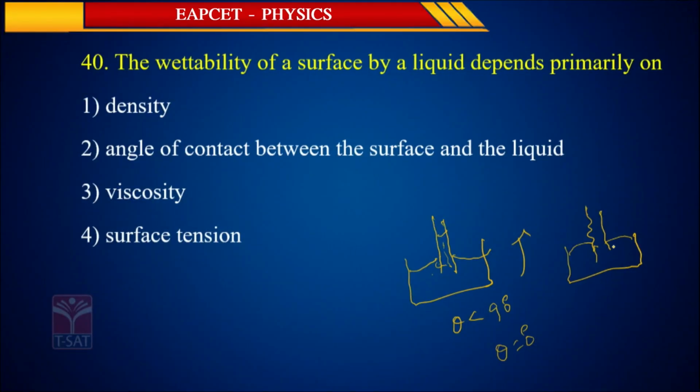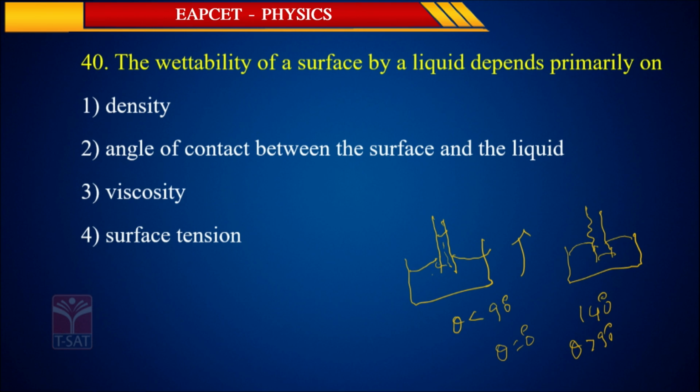Okay, suppose kerosene, that also has an angle of contact value less than 90 degrees. Similarly, a candle also has less than 90 degrees, remember. Suppose you are taking mercury. Here, if you take mercury, with the mercury level here in the capillary tube, it goes downward like this. The angle of contact of mercury here is 140 degrees, that value is theta greater than 90 degrees. Okay, so remember, therefore the wettability of the surface by a liquid depends primarily on the angle of contact between the surface and the liquid.